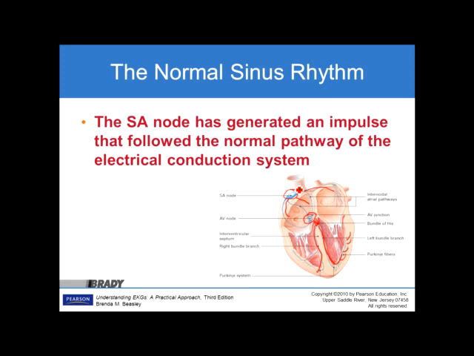Now, each one of these sections has its own intrinsic rate. This one here is 60 to 100. This one here is 40 to 60. And the actual ventricular muscle itself is 20 to 40.